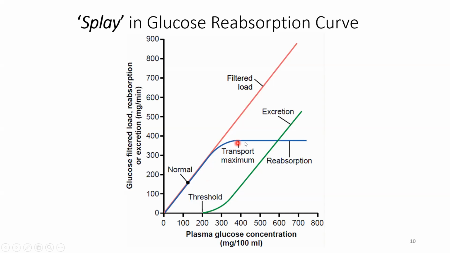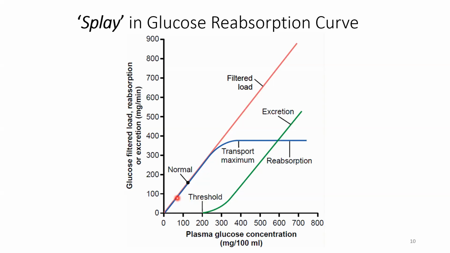which is the blue curve. You see that as soon as you start increasing the plasma glucose concentration, the filtered load obviously increases. This is where things are normal. About right here, you have the reabsorptive curve, and everything is nice and everything is being reabsorbed. But as you move along, right about here, you have a threshold. So this is the plasma threshold, and we discussed it's 200. Below 200, it's a straight line.